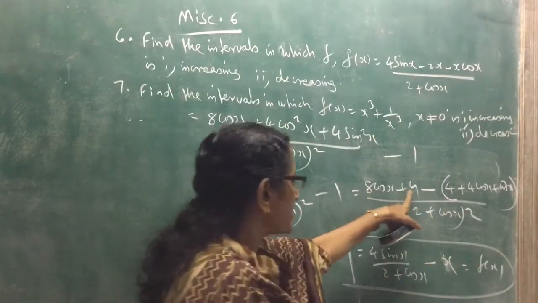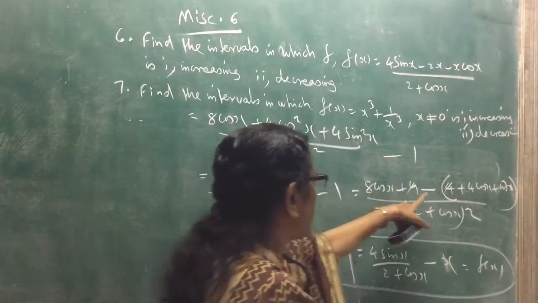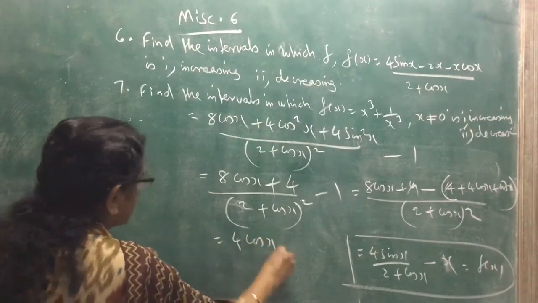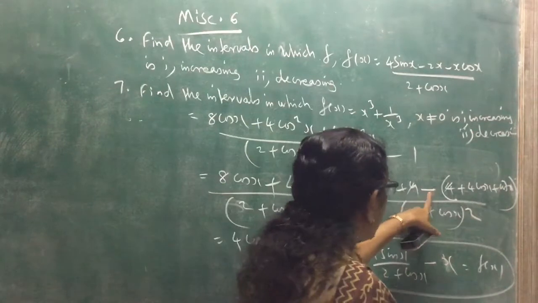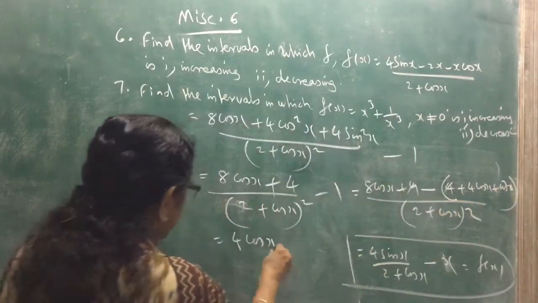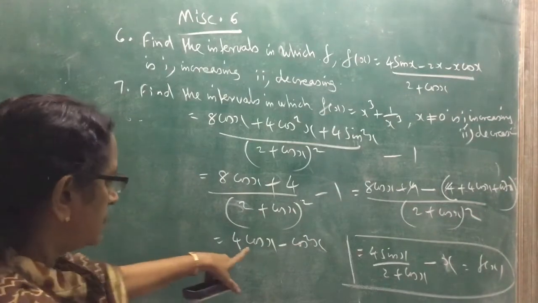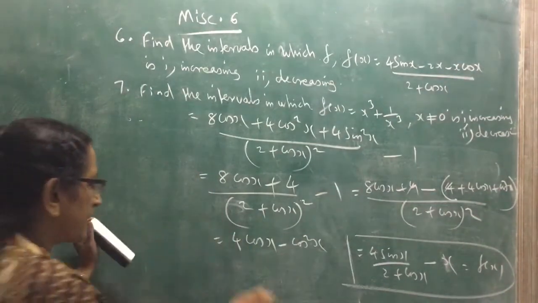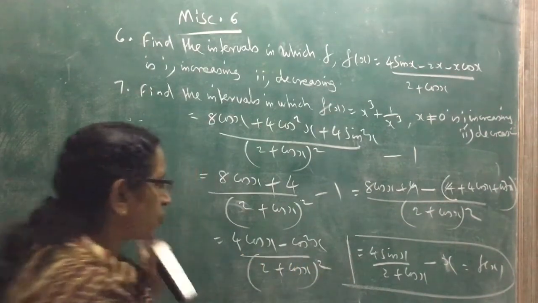See, this plus 4 minus 4, that 4 will be cancelled. Then 8 cos x minus 4 cos x, 4 cos x. Minus 1 into cos square x, that is minus cos square x. So we got 4 cos x minus cos square x in the numerator, divided by 2 plus cos x whole square.